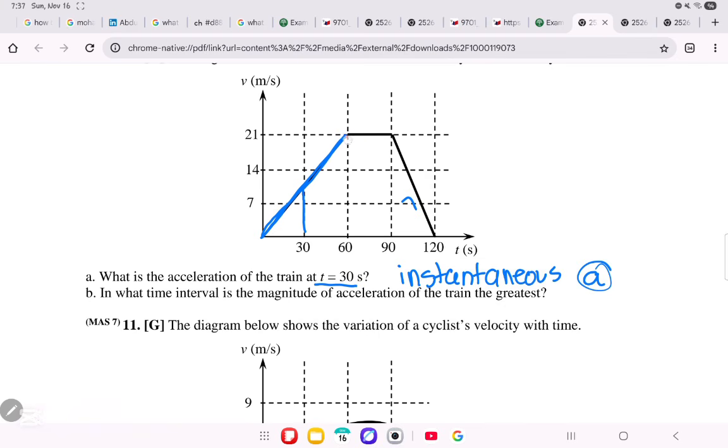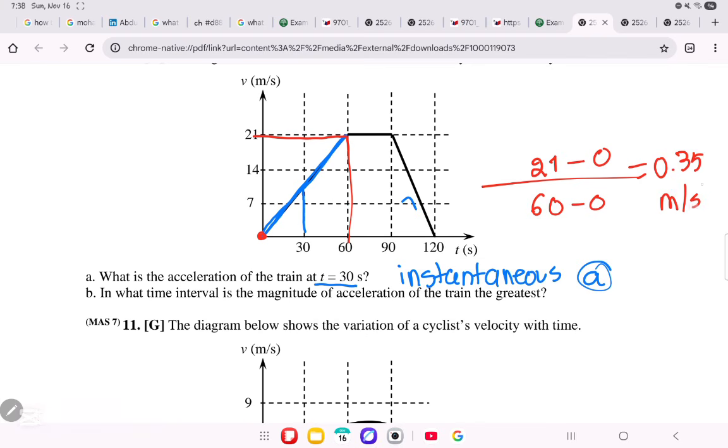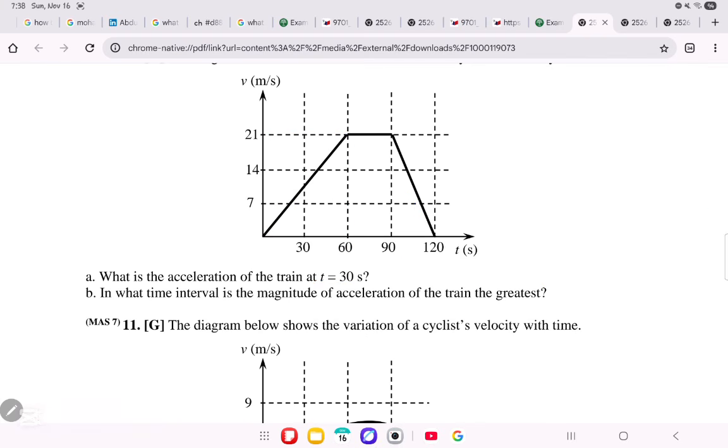So let me find the slope of this. I have the points 60, 21, and 0, 0. So what would be my acceleration? It would be y minus y, which is 21 minus 0, over x minus x, which is 60 minus 0. And it would give me my acceleration to be 0.35 meters per second squared. Part B. In what time interval is the magnitude of the acceleration of the train greatest?